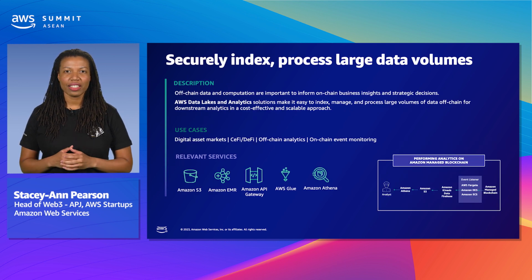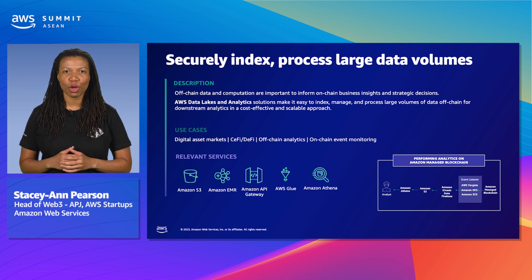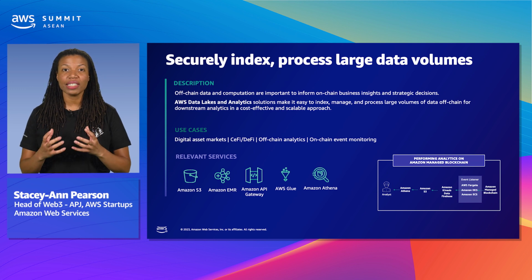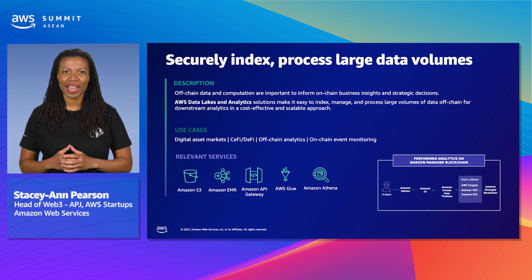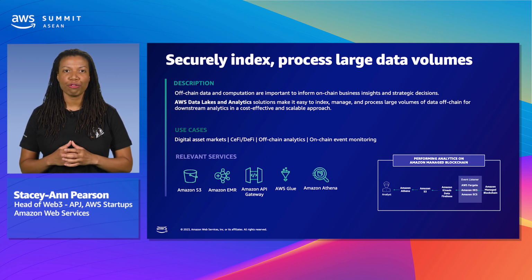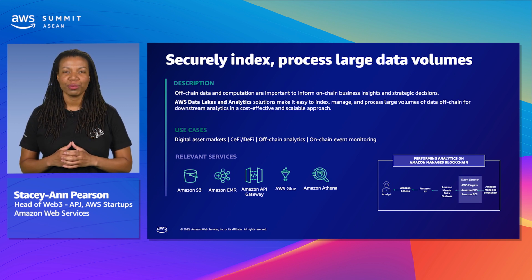The fourth use case is securely indexing, managing, and processing large volumes of data. Data is the lifeline of blockchain ecosystems. Equally important are off-chain data and computation, which can inform business insights and strategic decision-making. With AWS data lakes and analytics, we make it easy to index, manage, and search off-chain data for downstream analytics in a cost-effective and scalable manner.